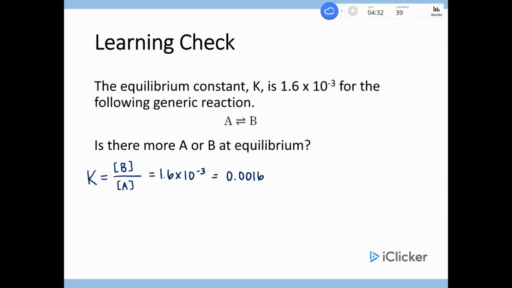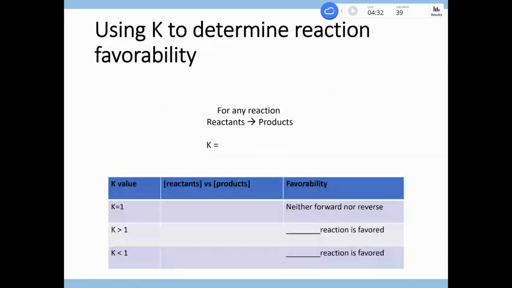So we can use the value of K to understand which side of an equilibrium reaction is favored. Is the reactant side favored or is the product side favored? In this case, for this generic reaction with a K value of 0.0016, this tells us that at equilibrium, the left side of the reaction where the reactants are is favored. There's more reactant than product, and we know that because of the K value. So K is used in general to determine reaction favorability.